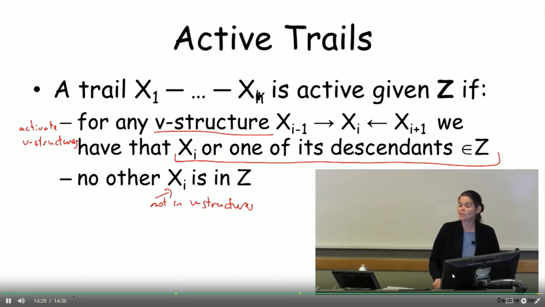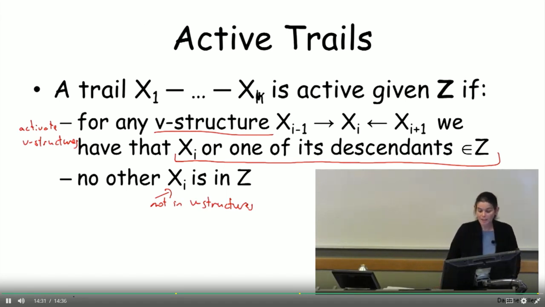And that's the definition of an active trail. And basically what we have is that influence can flow in the network through active trails.